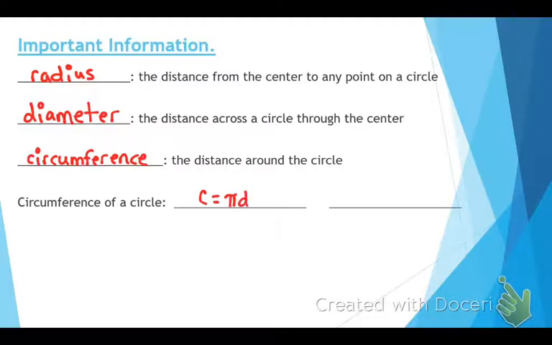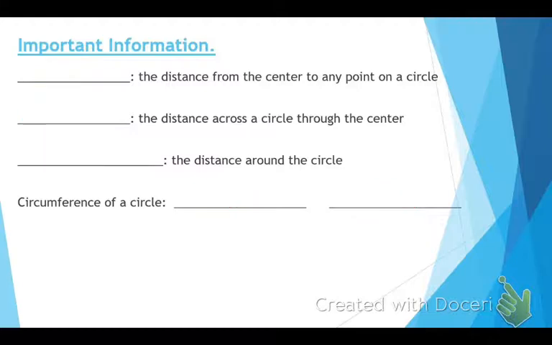Now there's another one using the radius. Does anyone remember what that one would be? Alexis? C equals 2 pi r. Very good, okay? And the way that you can help yourself remember that is 2 r's is the same as 1 d, okay? Those are some formulas you're going to want to have memorized, and you want to know what those vocab words are. There's another thing that we've got to know, pi.